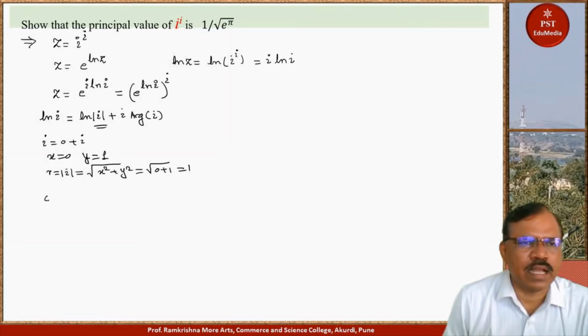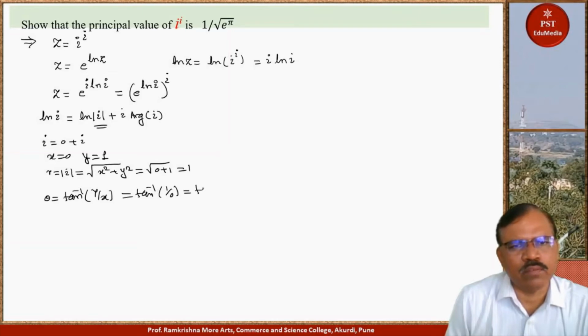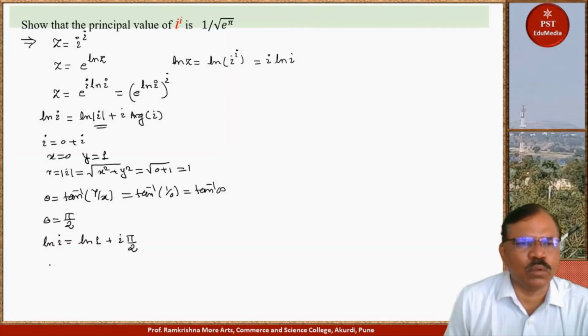And theta is equal to tan inverse y by x. So tan inverse 1 by 0, so tan inverse infinity. So we get theta equal to pi by 2. So what is log i? Log i is log 1 plus i times pi by 2. Now log 1 is 0. So log i is equal to i into pi by 2.